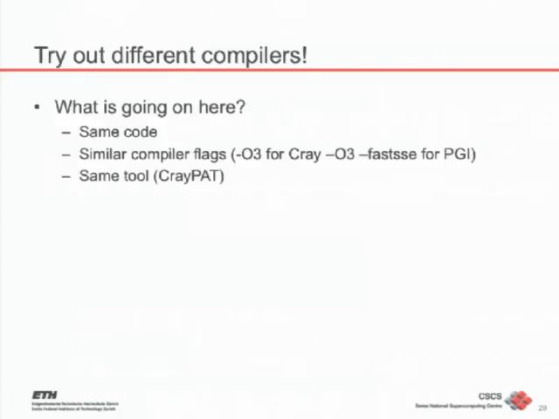So as I said, try out the different compilers and see what's going on. And we want to know what actually is going on. That was the same code. There were similar compiler flags. We're trying optimizations, -O3 for Cray, -O3 -fastsse for PGI. We're using the same tool, so what has gone different?